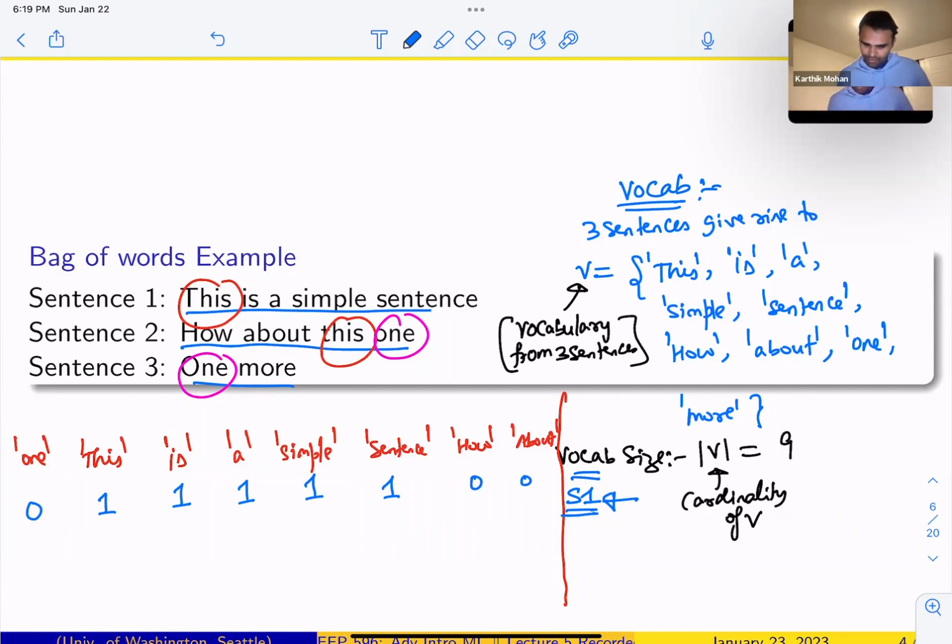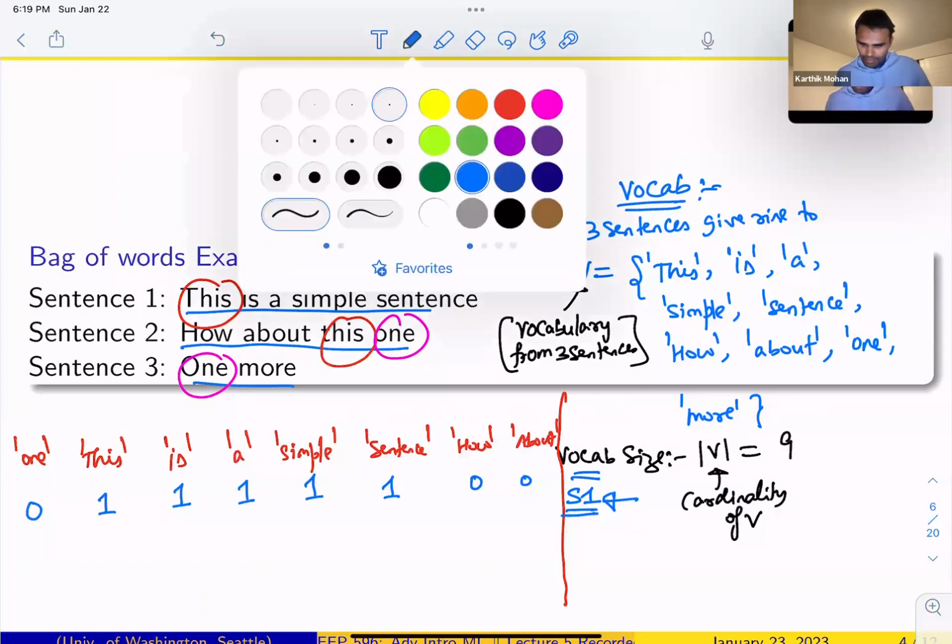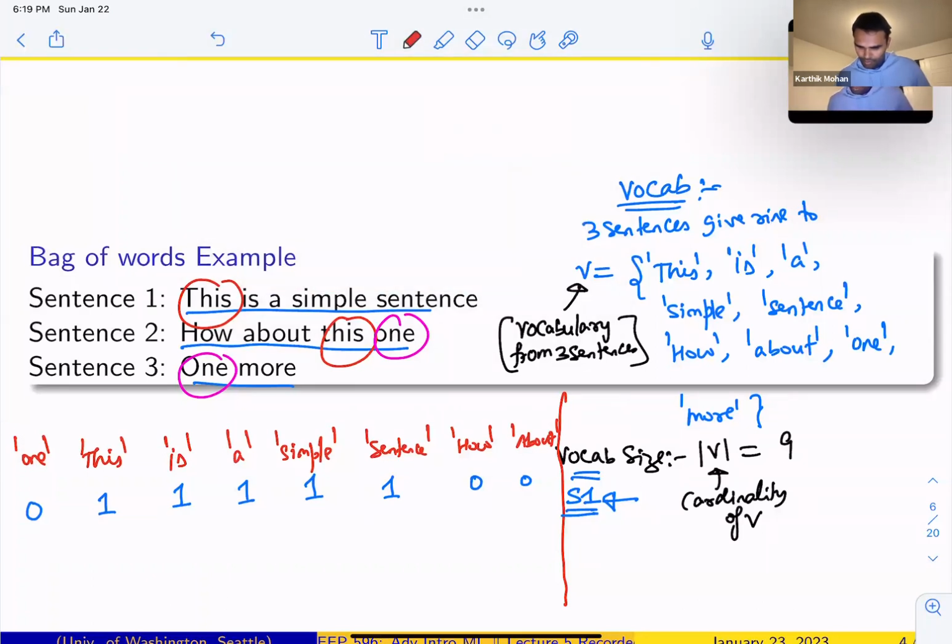I guess there's the word "more" that's missing. Let me just add "more" somewhere here. Okay, so this is 0. Now sentence 2.